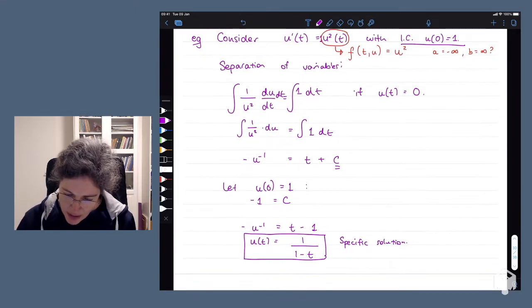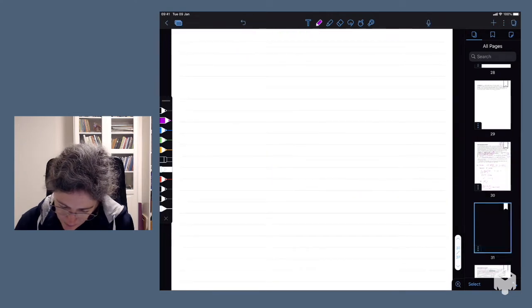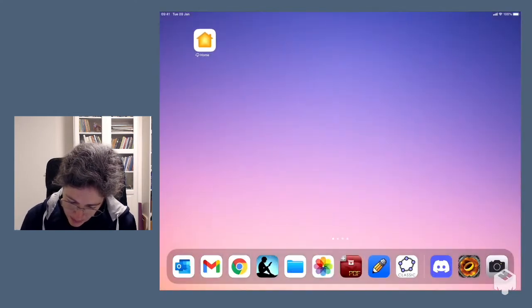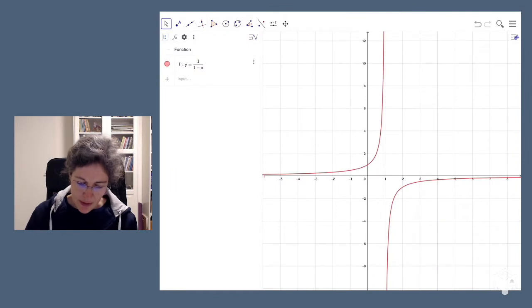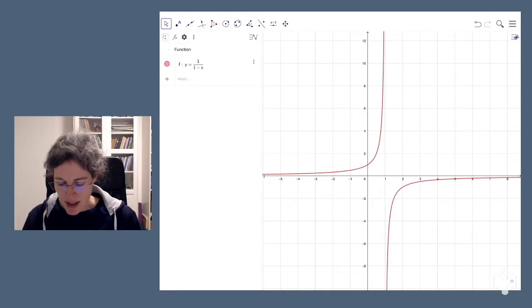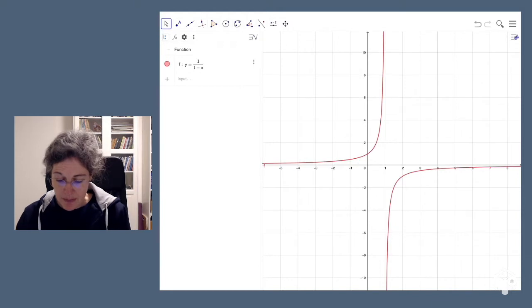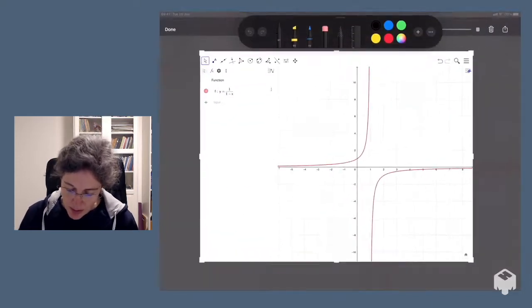So what happens if we try and sketch this function? Well, I'm going to trundle over into Geogebra where I plotted it earlier. So I've just plotted it using y and x, but y is my u and x is my t. And if you plot it, you'll see that you get this bunny over here. Let's just take a picture.